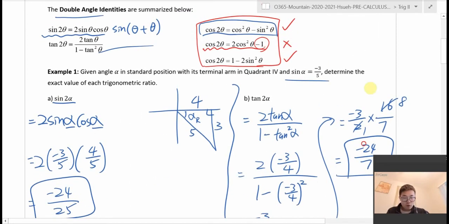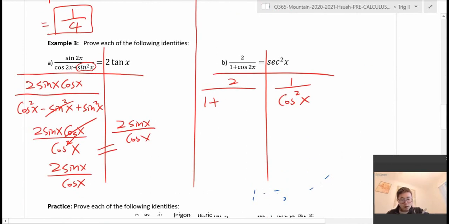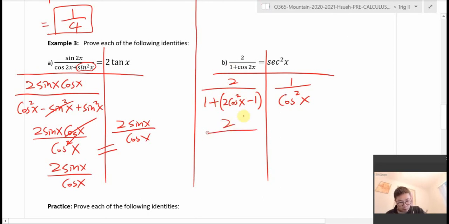Cosine 2 theta is 2 cosine squared minus 1. So 2 cosine squared x minus 1. And again, the 1 plus negative 1 will simply cancel each other out, and all we're left with is 2 cosine squared x in the denominator, and the 2 will cancel out. So you end up with 1 over cosine squared x, and they are indeed the same.